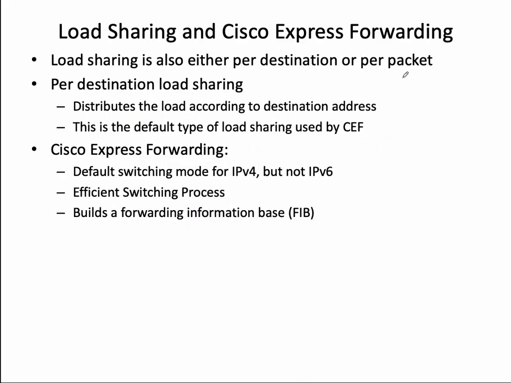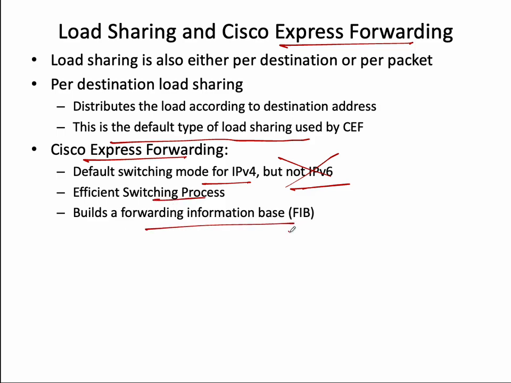Now, load sharing in Cisco Express Forwarding. What is load sharing? It is also either per destination or per packet, right? Per destination load sharing distributes the load according to the destination address. And this is the default type of load sharing used by Cisco Express Forwarding. Cisco Express Forwarding is the default switching mode for IPv4, not used for IPv6. It is an efficient switching process and builds a Forwarding Information Base, FIB.